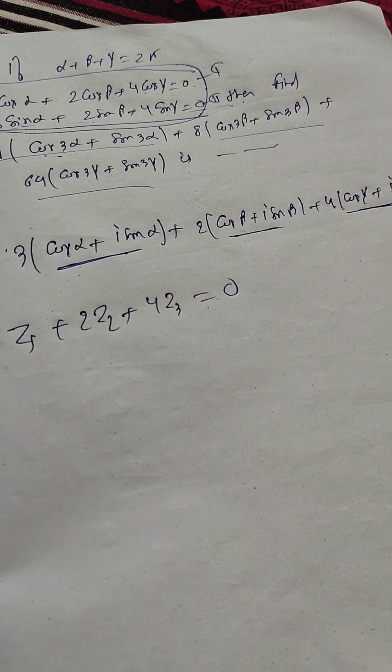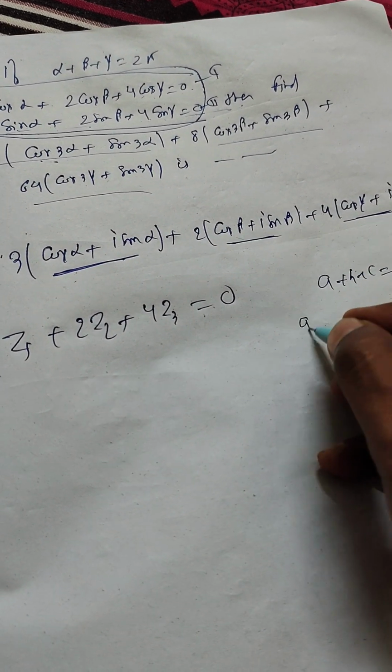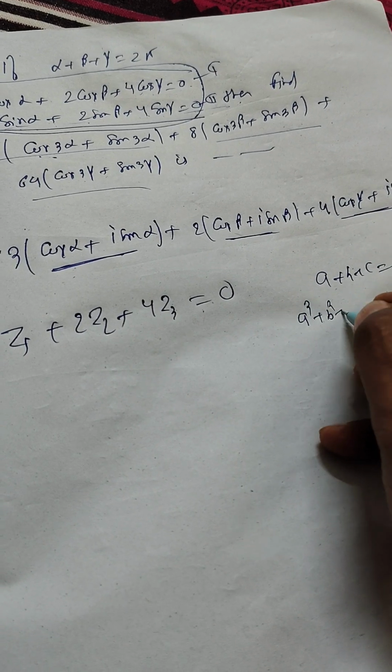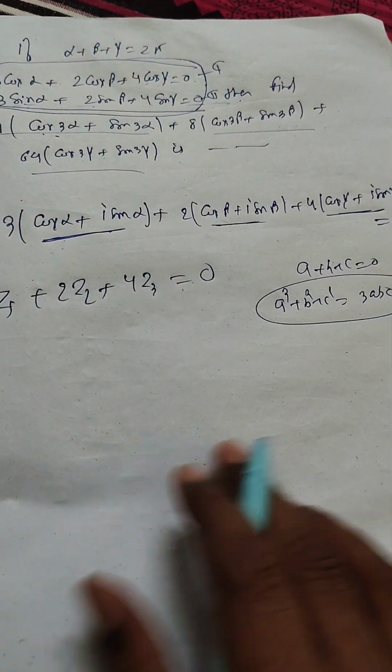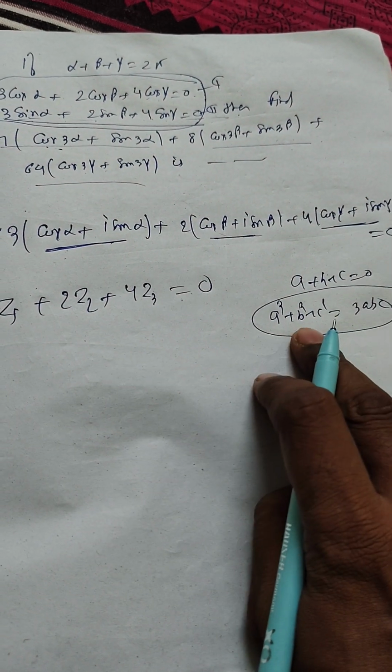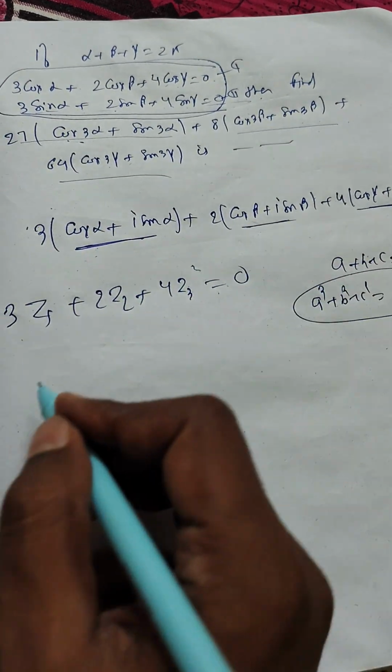Okay. Now always remember, if A plus B plus C is equal to 0, then A cube plus B cube plus C cube is equal to 3ABC. This concept, remember. So take the cube on both sides. So what comes?